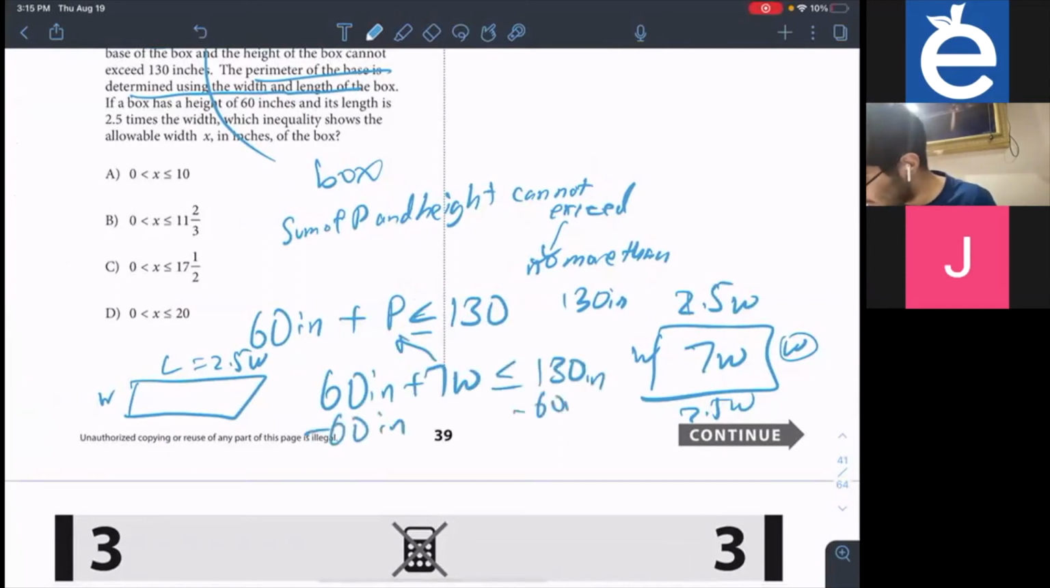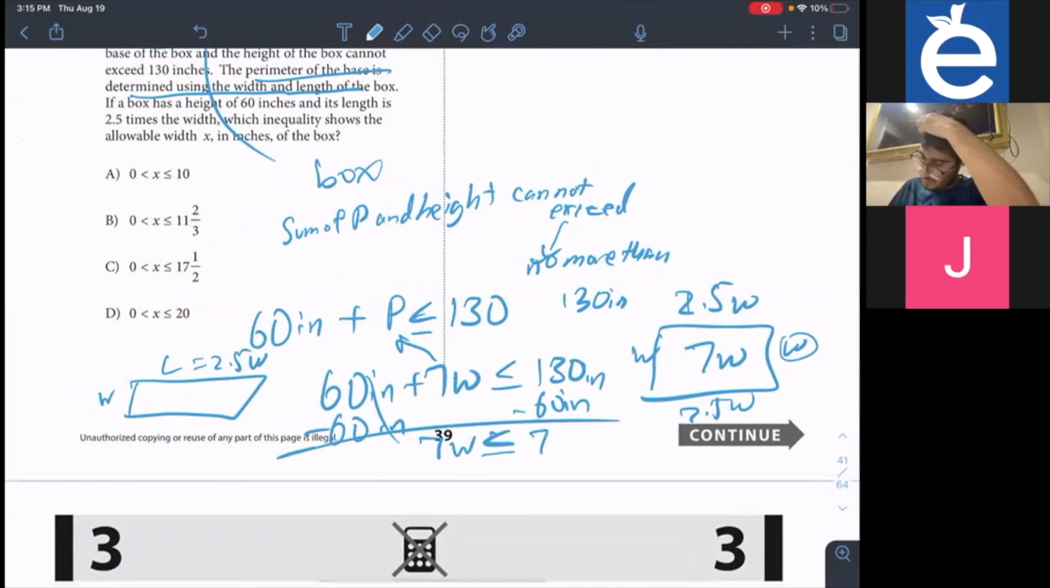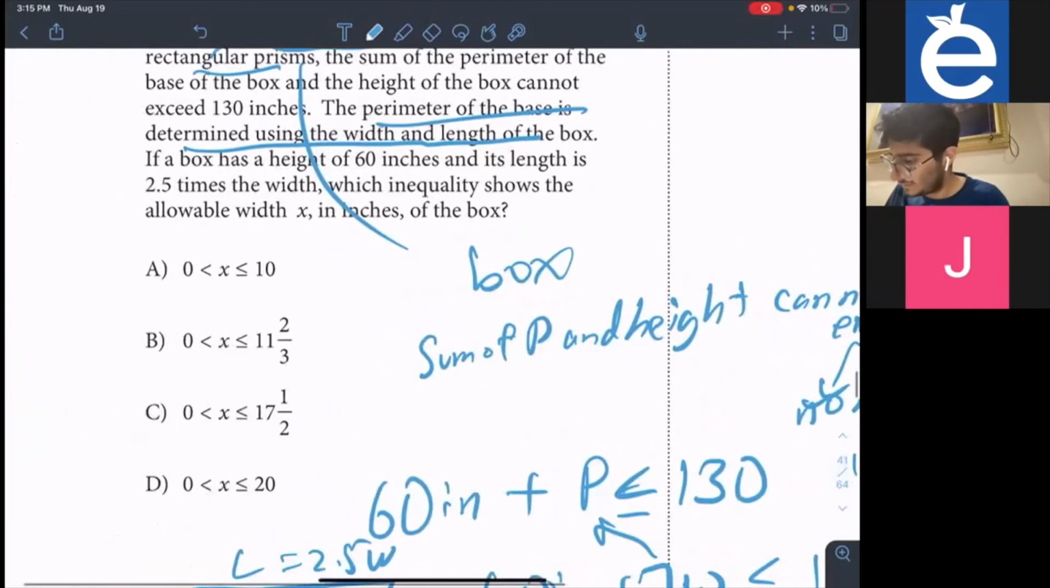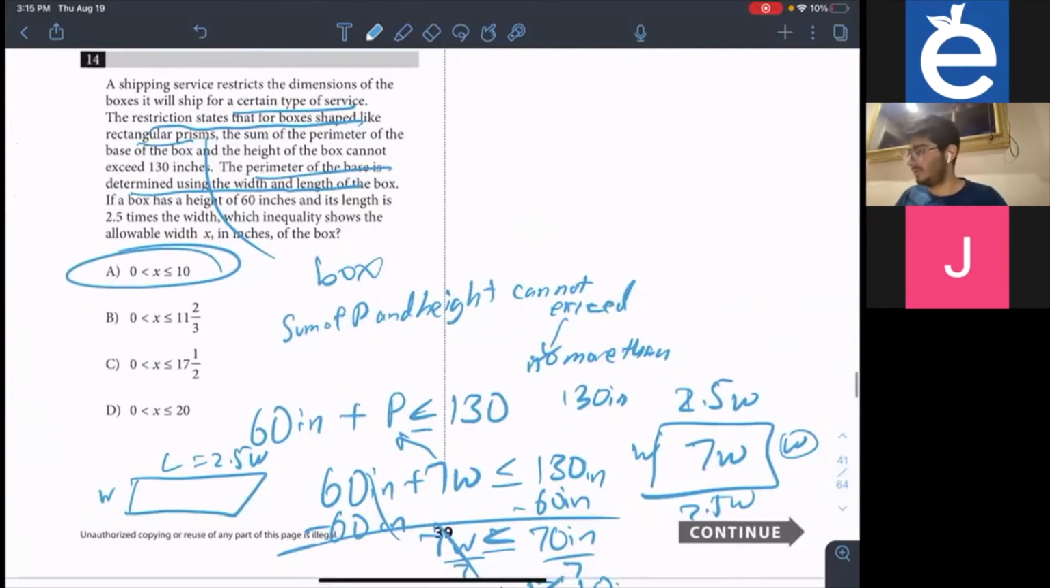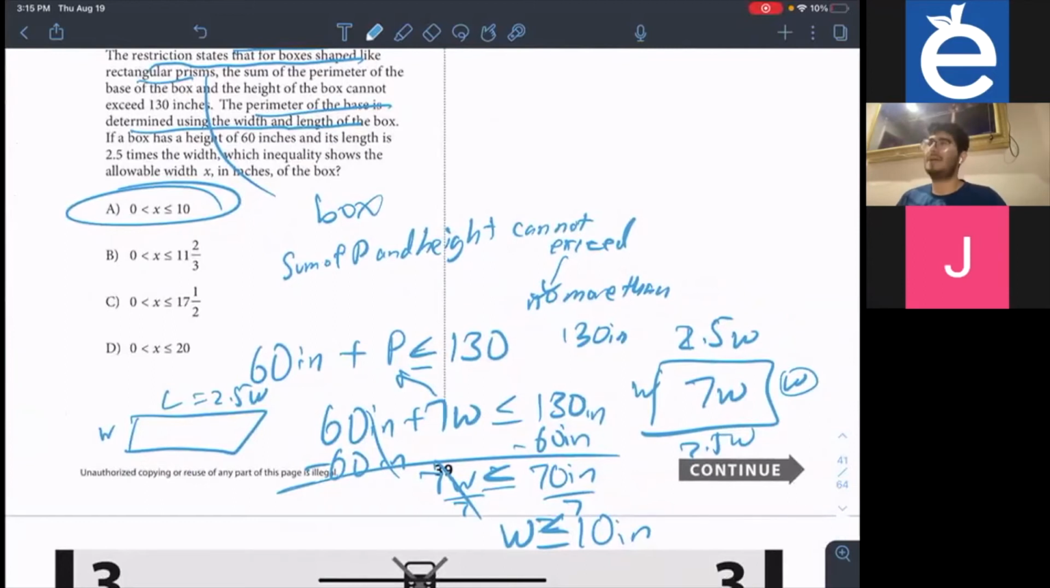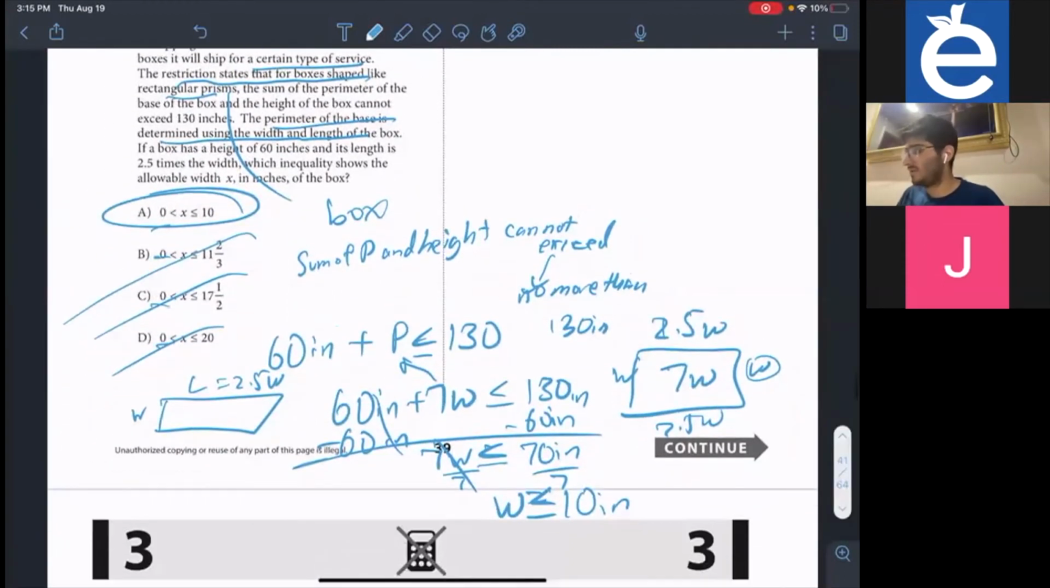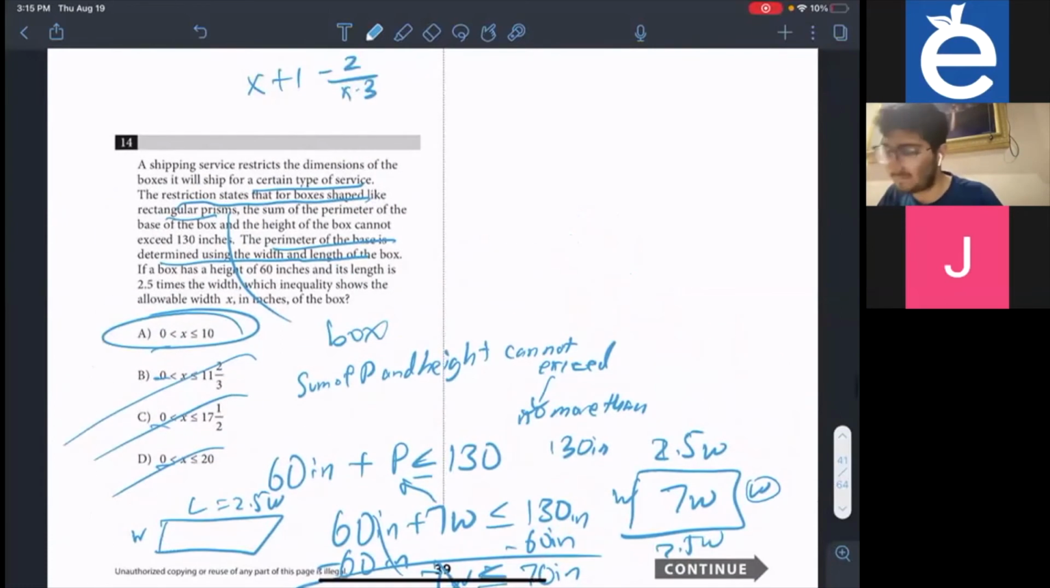Subtract the 60 inches, and you get 7W is less than or equal to 70 inches. Then you divide by 7, and you get W is less than or equal to 10 inches, or no more than 10 inches, which is choice A. It has to be greater than 0 and less than or equal to 10, because a dimension cannot be a negative number, so it has to be greater than 0, which is why they all start from 0. So this is wrong, this is wrong, this is wrong, because we found that it has to be less than or equal to 10 inches, which is choice A for 14.